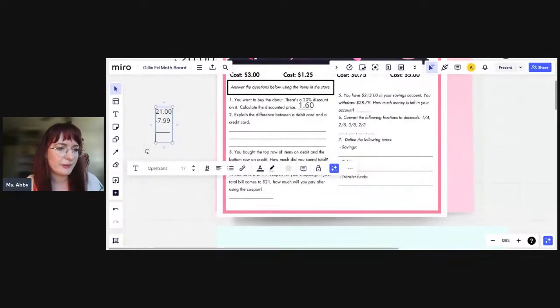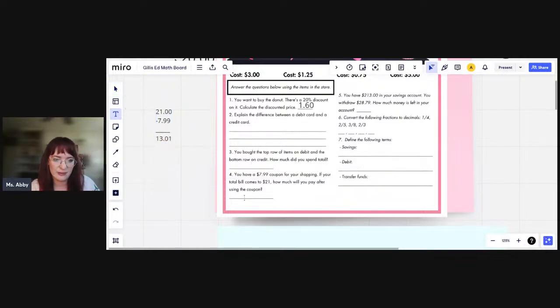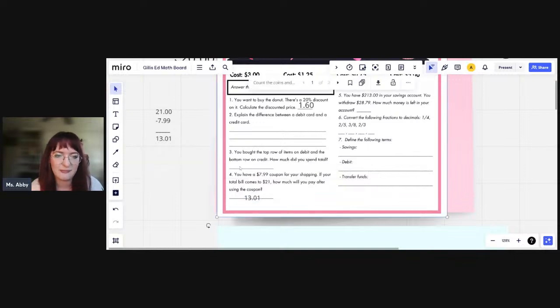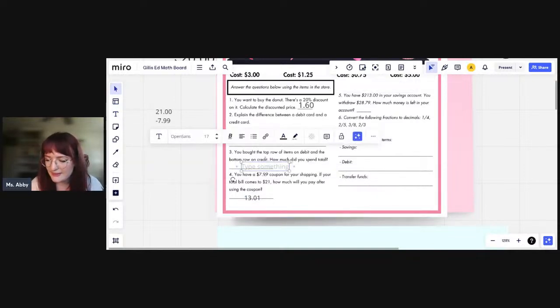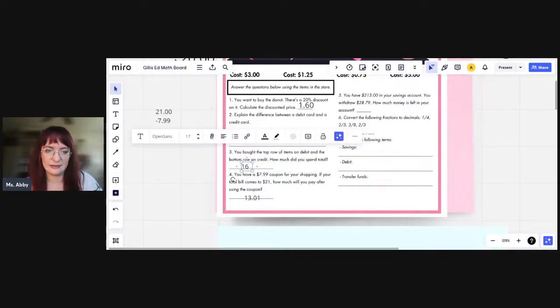And so what we end up having to do here is a little bit of a more complicated subtraction problem. But when you subtract $7.99 from 21, you get $13.01 as your answer. So I'm going to write $13.01 right here. And I forgot to write the sum for the third problem as well. So that one was $16.